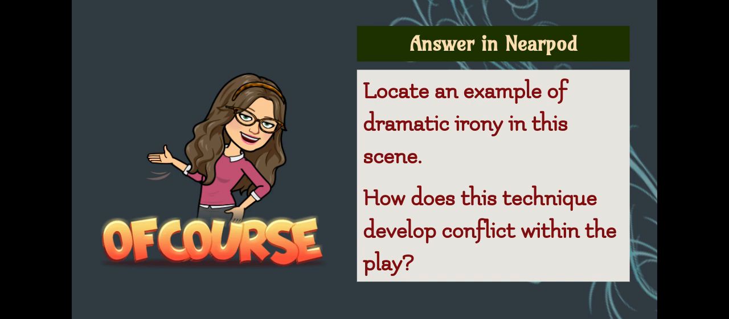You're going to locate an example of dramatic irony in the scene and explain how the technique develops conflict within the play. You will have 5 minutes to complete this activity in Nearpod.